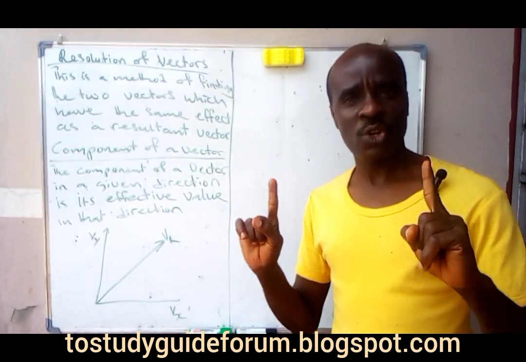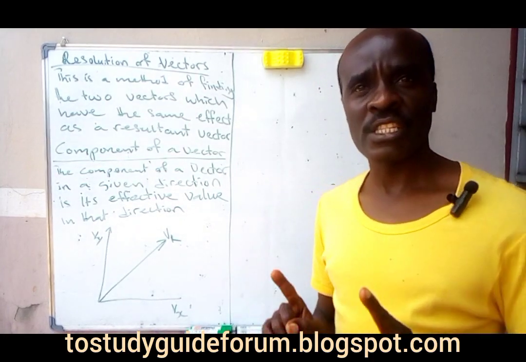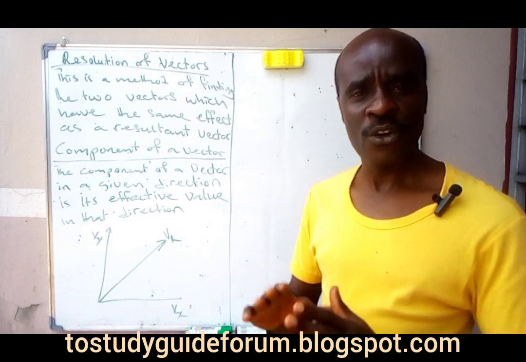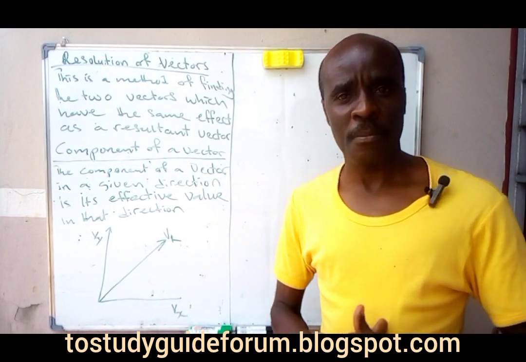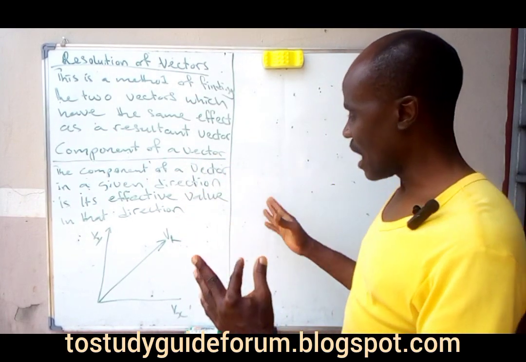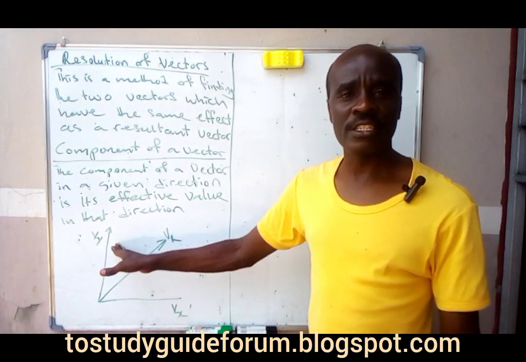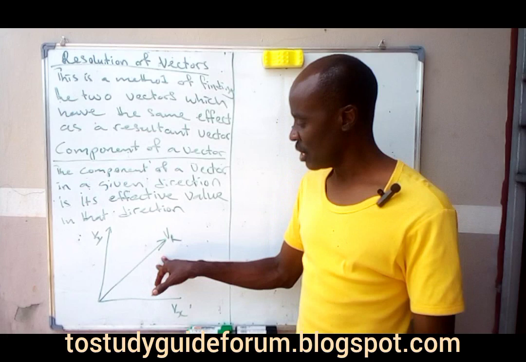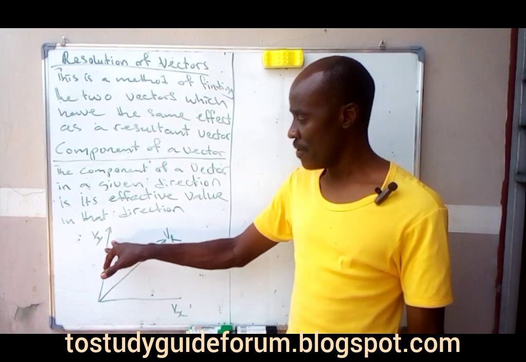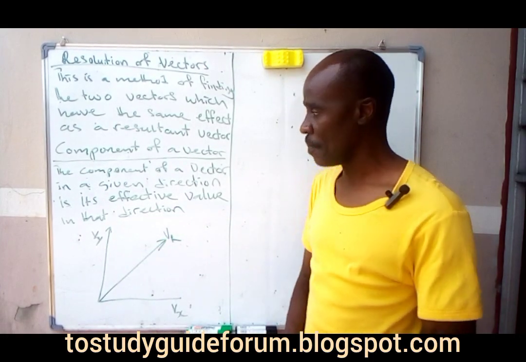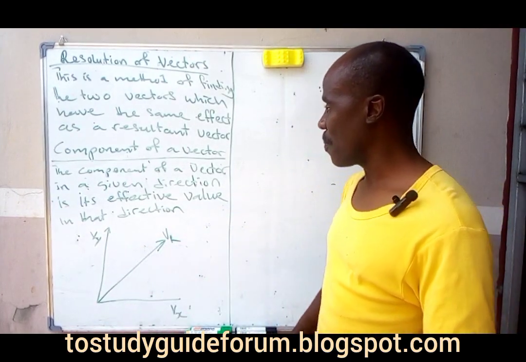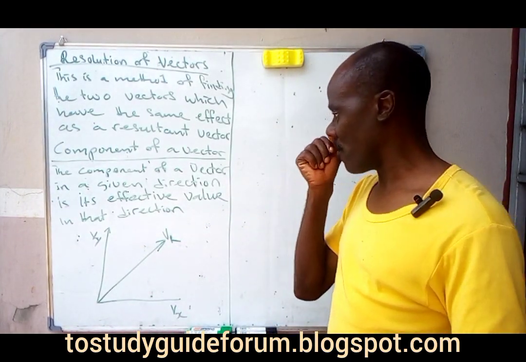A resultant vector is that single vector that will have the same effect in size and direction as the two vectors acting together. That means the two vectors, when they are acting together, just like we have in a diagram here, this is what we call the resultant vector, because it has the same effect as the two vectors acting here. And these other ones are known to be the components. What is a component of a vector?